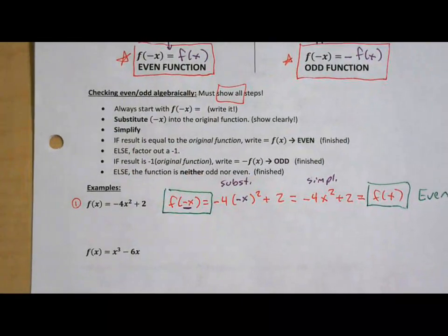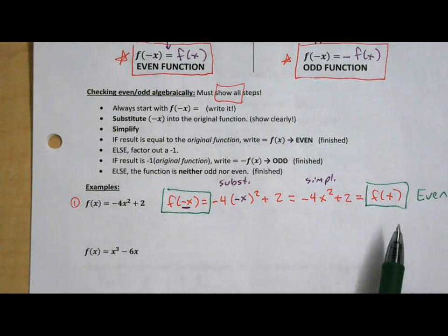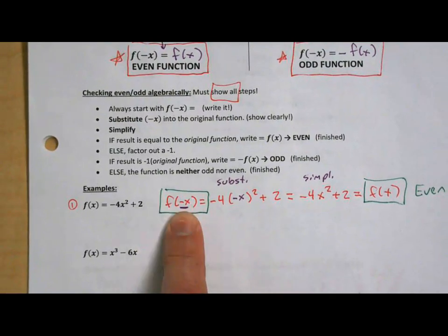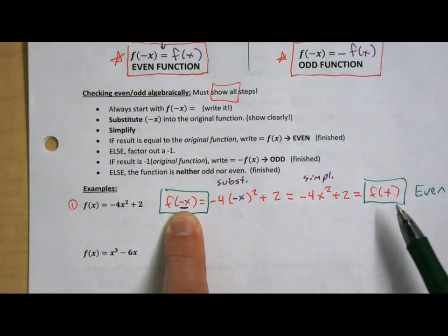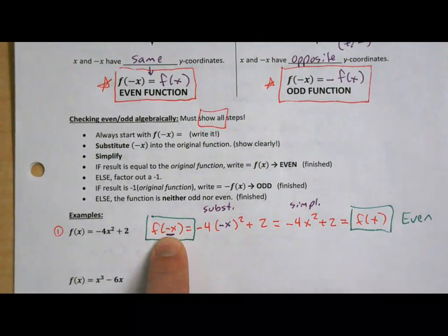On a test, if you left out any of these 4 steps, you would be losing points. Okay, all 4 of those steps need to be written down. You're always going to start with f of negative x, and you're going to end with either f of x, or sometimes you'll end up with negative f of x. Let's do another one. You guys have any questions on that one?